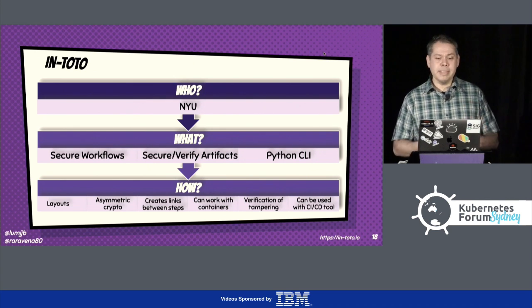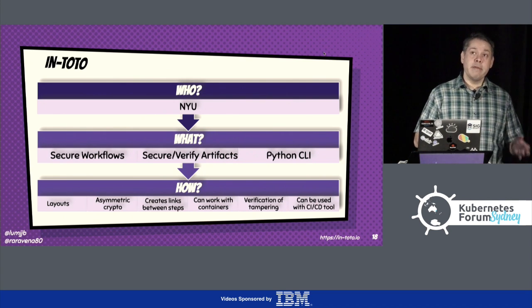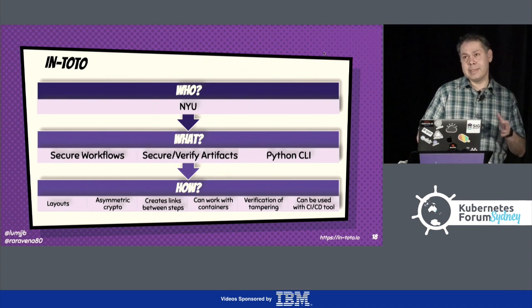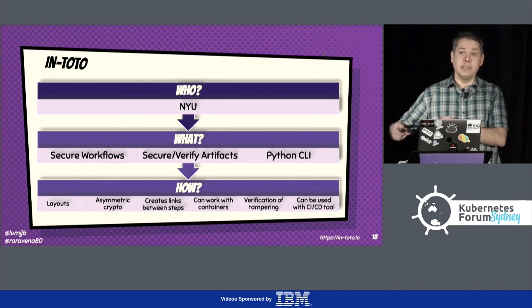And then it makes it possible by creating these links between different steps. For example, you have a QA step and then you have a deploy step, but if somebody tampers with the QA step, then it wouldn't actually continue.